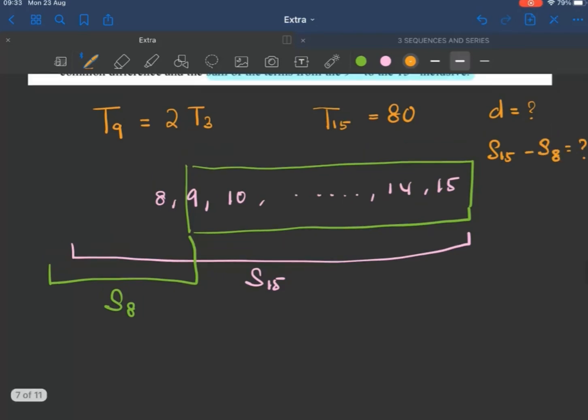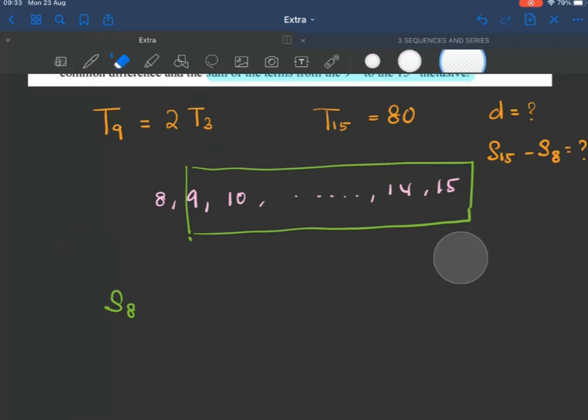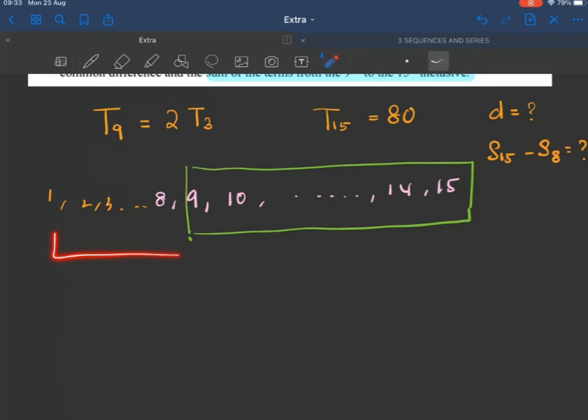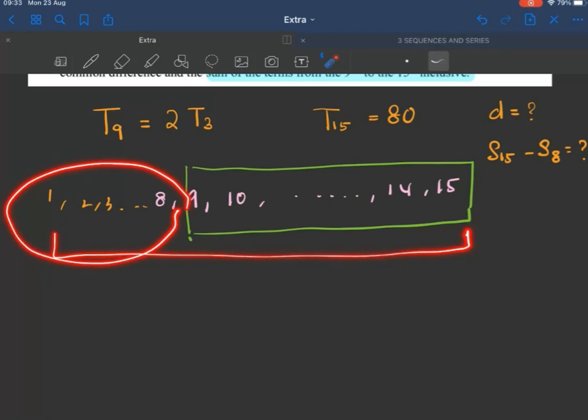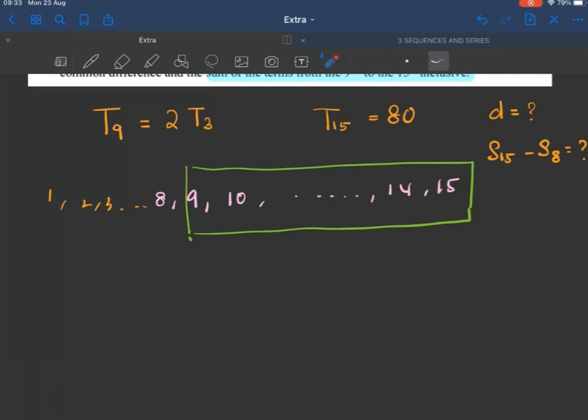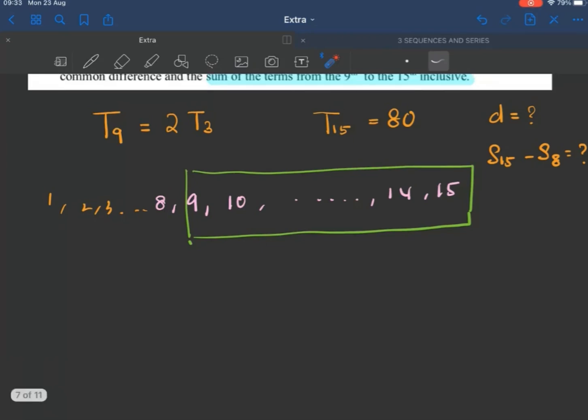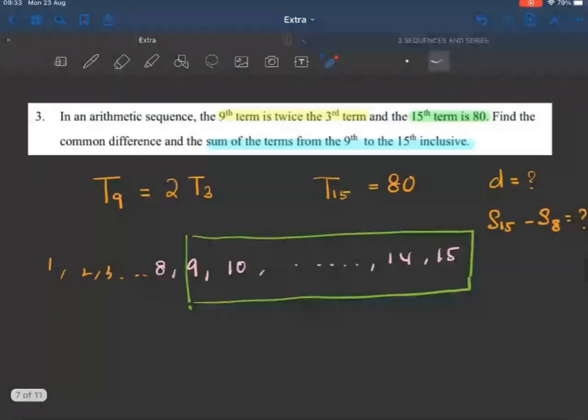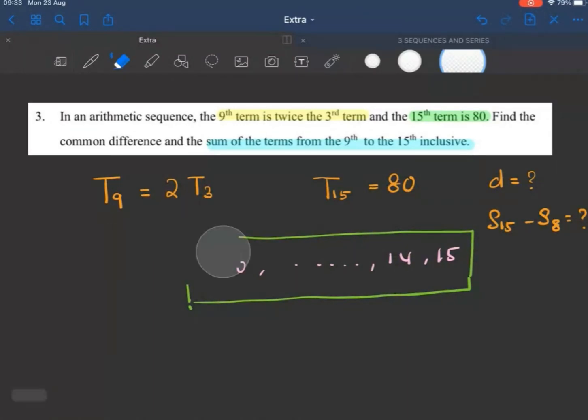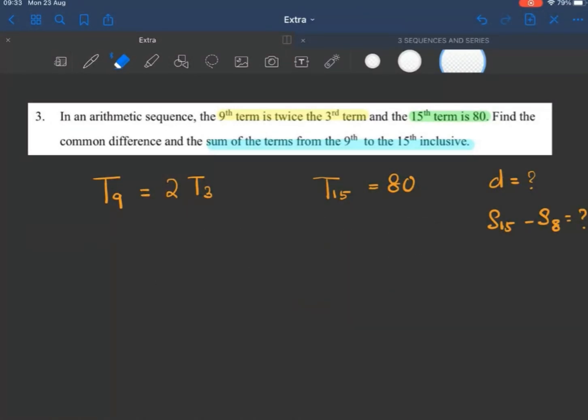Boleh faham dekat situ? Nampak ke? Lagi sekali, ini daripada 1, 2, 3 sampai ke 8. So from S15 kita nak yang dalam kotak warna hijau saja. So S15 minus dengan S8. So kita dapatlah yang dalam kotak hijau sahaja dekat situ. Boleh faham ke? Faham, Miss. So itu yang kamu ada dan apa yang kita nak cari.